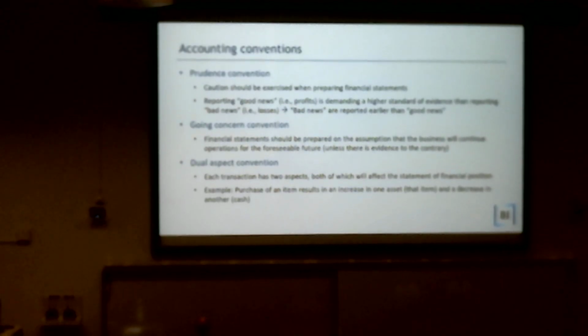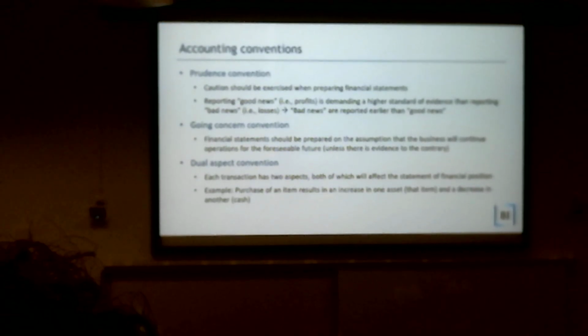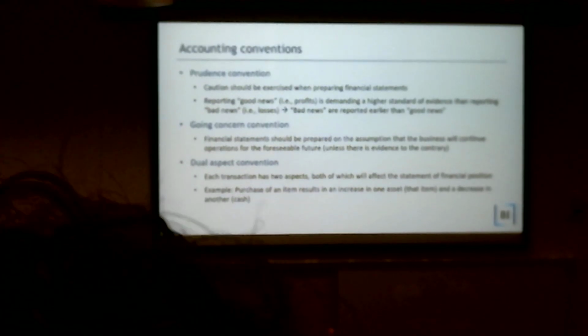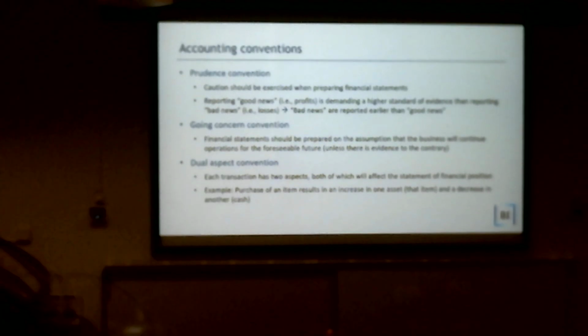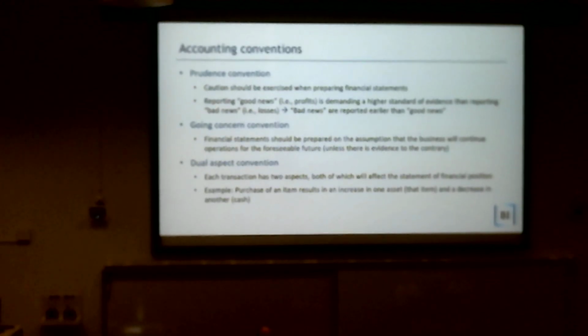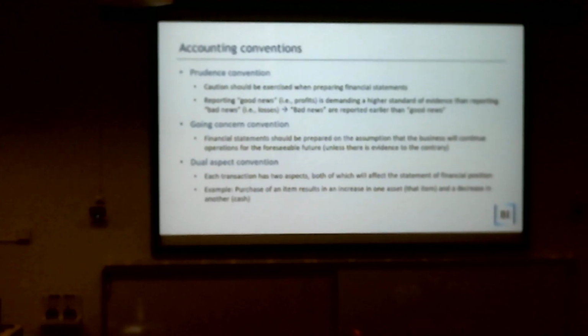And then the dual aspect convention, which I think is the beauty at the core of accounting: each transaction has at least two aspects which affect the statement of financial position. We saw this when we looked at these transactions. We never had a case where we only changed one line, but always two things changed, and depending on what these two things were, there was profit or not. So that's basically the core of accounting, and we will do some more exercises on this.